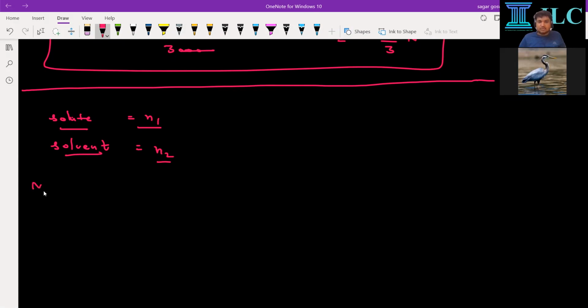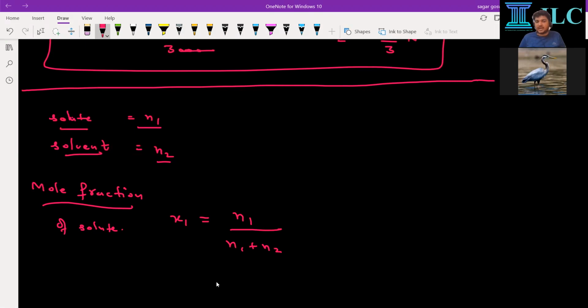So there is a topic which is called mole fraction. Mole fraction means the desirable one you will write above and the total you will write downward. Suppose I say the mole fraction of solute you have to find out. Mole fraction of solute: you will say number of moles of solute divided by total number of moles of both of them. If I say you have to write the mole fraction of solvent, so mole fraction of solvent is number of moles of solvent, which is N2, divided by total number of moles of both of them. Are you getting?